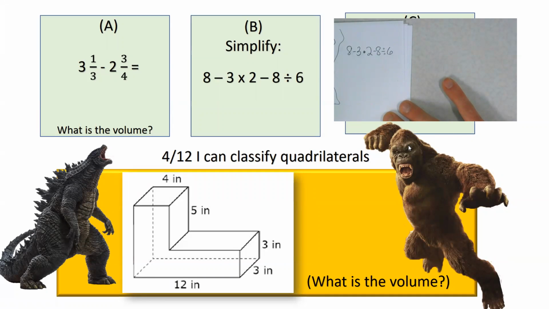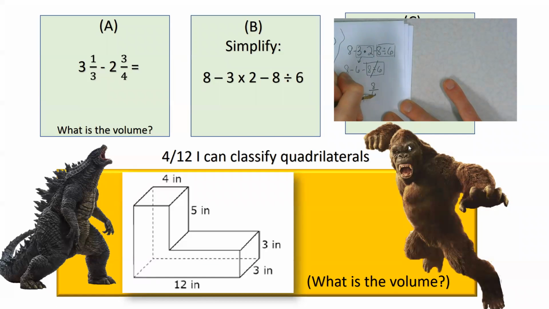The first thing we do is any multiplication or division. There's a multiplication problem here, and there's a division problem here. Go from left to right. So it's 8 minus 6 minus 8 divided by 6. Why? Because 3 times 2 is 6. Now we can do our division. And you can either throw it in the house or slice it. I like to slice it.